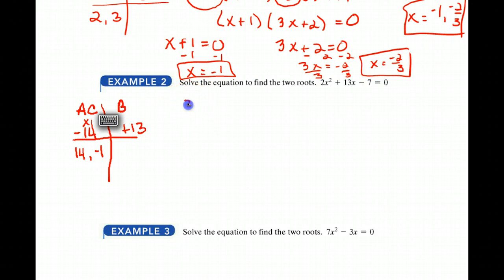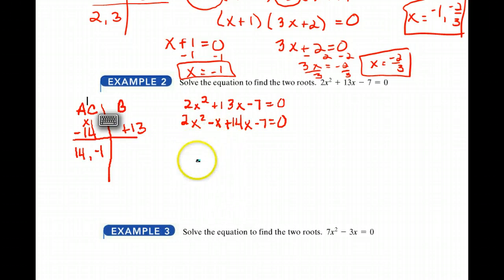So now we're going to use 2x squared plus 13x minus 7 equals 0. And we're going to split apart our 13x according to the factors that we just wrote. So we have 2x squared. I'm going to put the minus x first and the plus 14x second, just because for compatibility, I like it better that way. We're going to throw some parentheses around the first two terms and the last two terms. The GCF of my first group is x, so we're going to remove that.